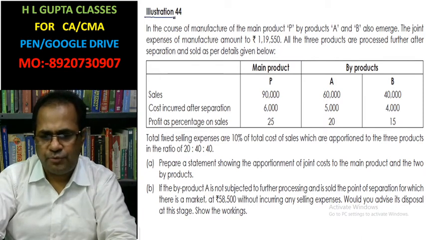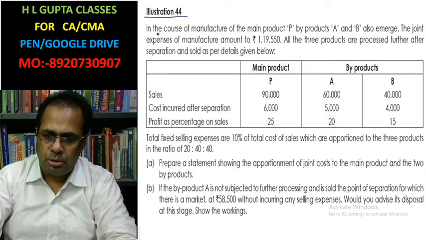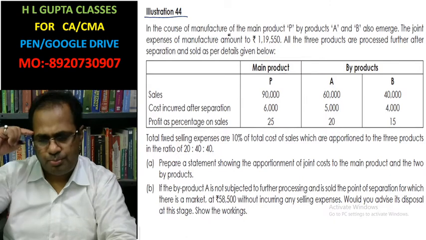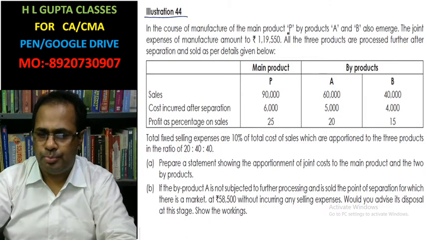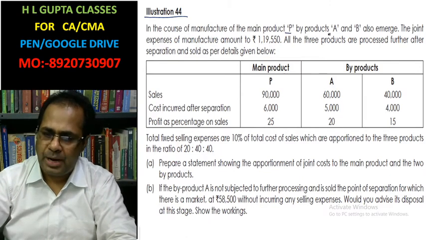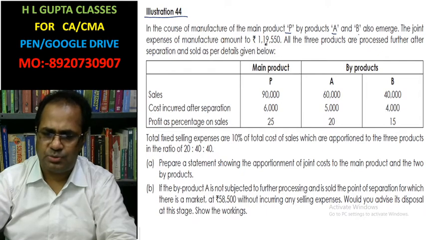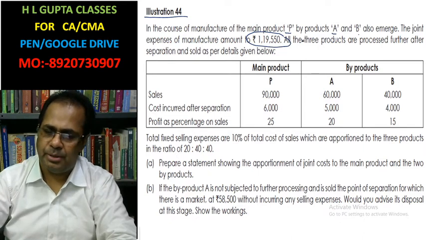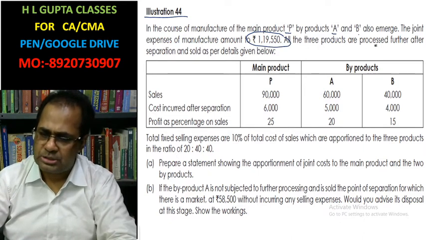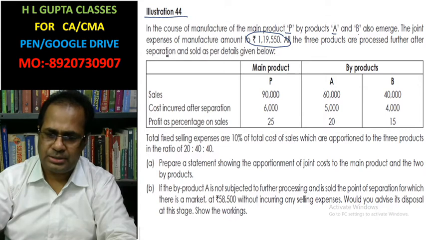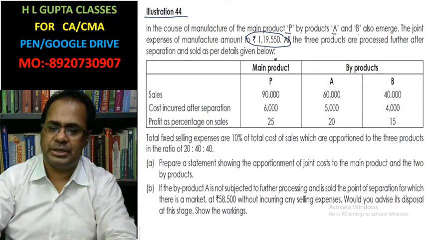Illustration number 44. In the course of the manufacturing of the main product P, byproducts A and B also emerge. The joint expenses of the manufacturing is 1,19,550. This is a joint expenditure already given. All the three products are processed further after separation and sold as per the details.